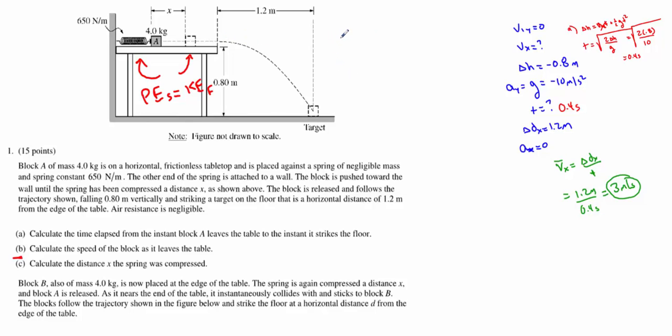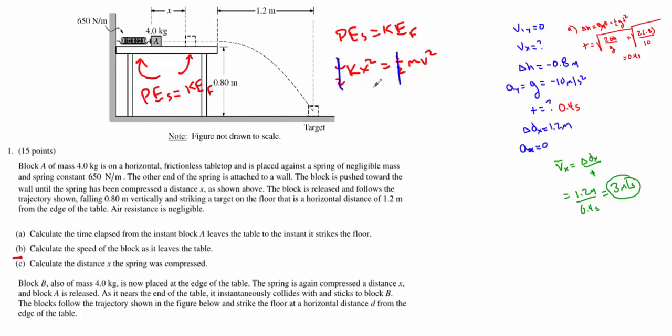So I'm going to say, again, PEs equals KE final. This is my initial, this is my final side. So 1/2 kx squared is 1/2 mv squared. We know the velocity, it's what we just calculated. We know the mass, it was given. We know k, it was given, so we can solve for x.